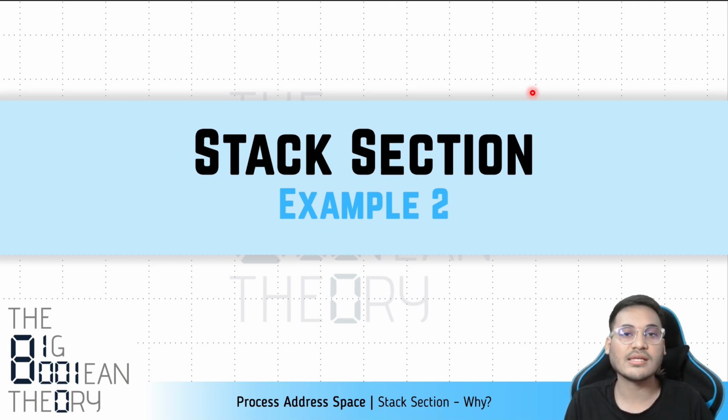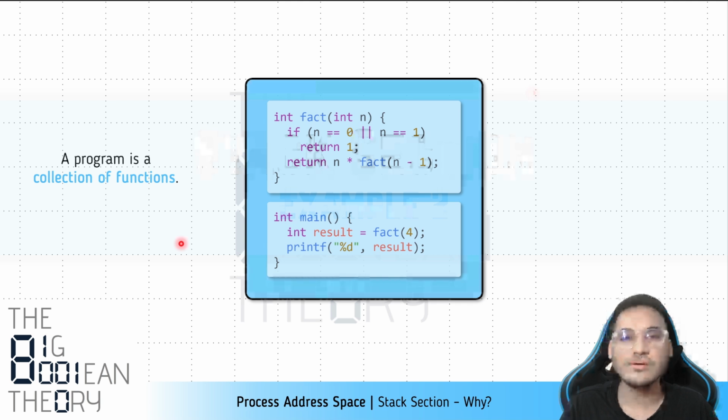So let's go through the second example. Let's go over the code here. This is a program for computing the factorial of a number. As we know, the factorial of any number, let's say n factorial, is n into n minus 1 into n minus 2 up till 1. For example, if you are computing the factorial of the number 4, then 4 factorial is 4 into 3 into 2 into 1. So this is how factorial is computed.